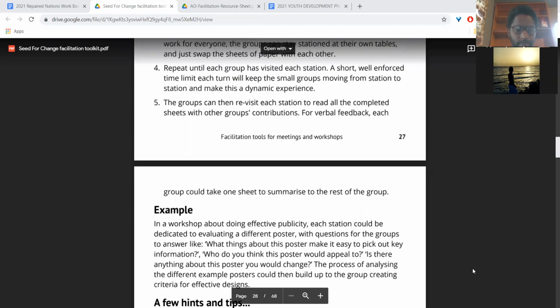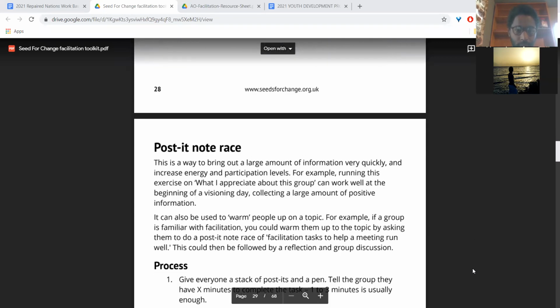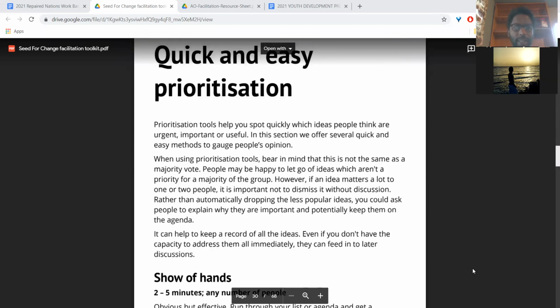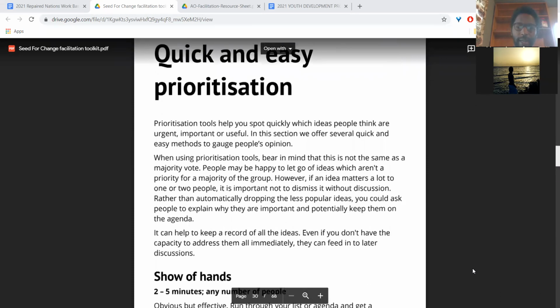Okay, so when we're getting into prioritization, sometimes we want to know what the temperature of the room is before we actually have a vote, or we want to know the temperature of the room before we proceed forward and spend the rest of the meeting talking about one thing, even though there's a few other things on the agenda.